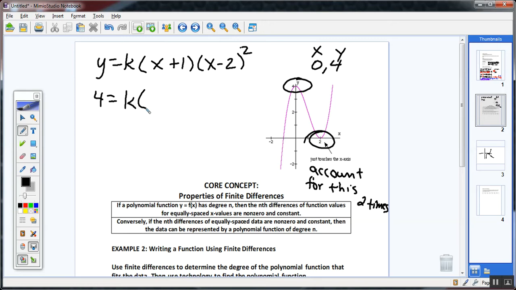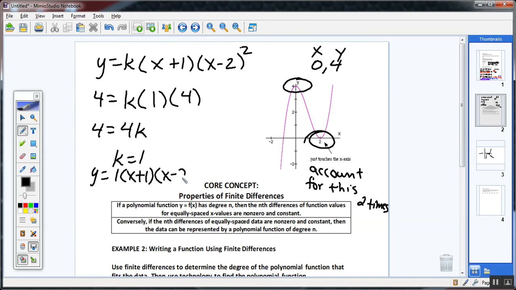0 plus 1 is what? Okay. 0 minus 2 is what? -2, isn't it? What's -2 squared? What's 4 times 1? Okay, what do we get for a k value again? So we have 4 is equal to 4k, which means k is 1. So my final solution is simply y equals the k value of 1 times x plus 1 times x minus 2 squared.